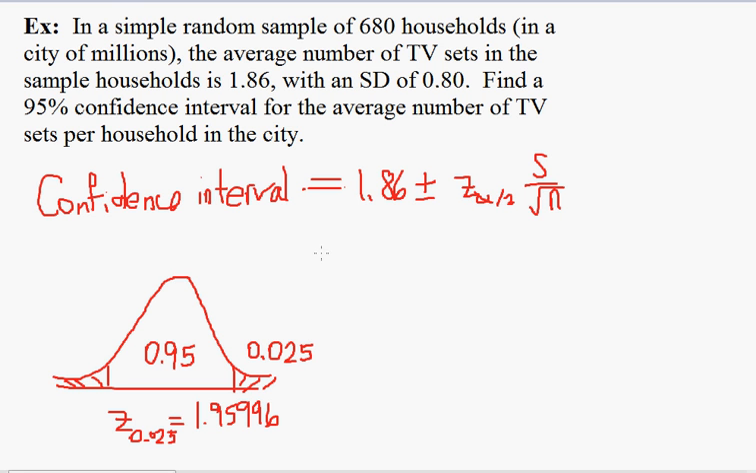Okay, so we've got everything we need now to construct the confidence interval. So 1.86 plus or minus 1.95996 times s, which is our sample standard deviation of 0.8, divided by the square root of the size of the sample, which was 680.